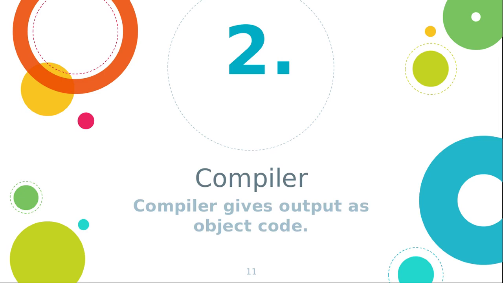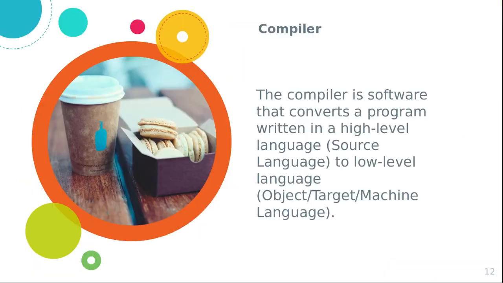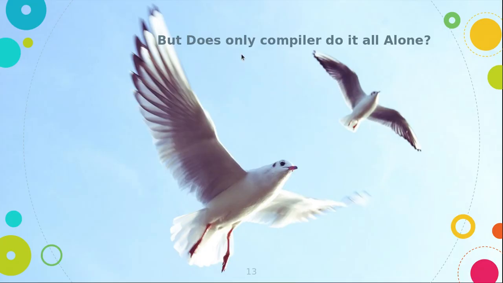It's computer software that translates source code written in a high-level language into a set of machine language, in 0101 format. Okay. So whatever people know till now is that a compiler is used to translate something from one language to another language. Am I correct? Yes, sir. So a compiler is software that converts a program written in a high-level language to a low-level language. Now the question is, does the compiler do it alone? It doesn't require any support?